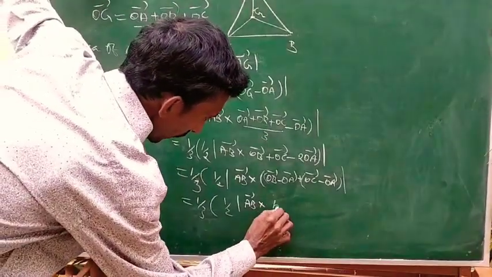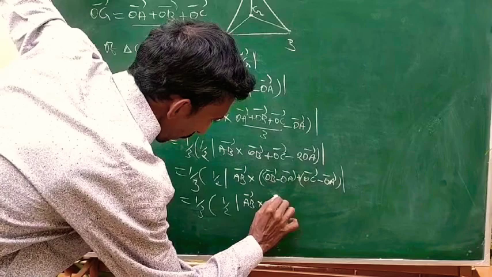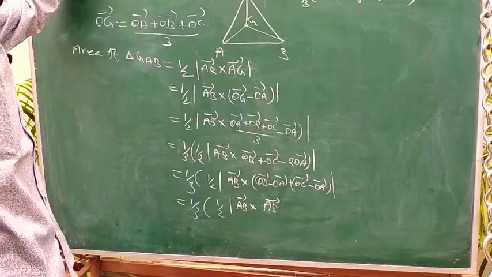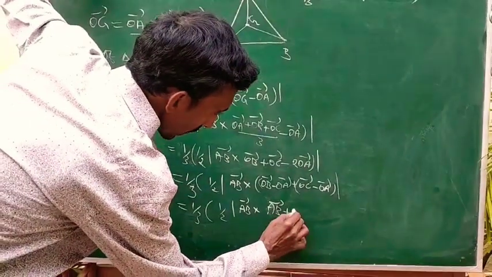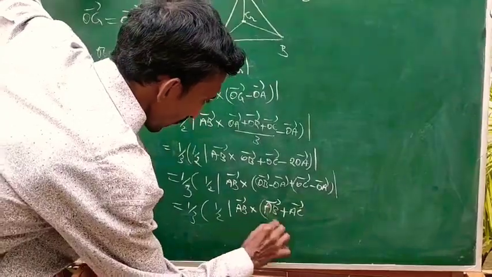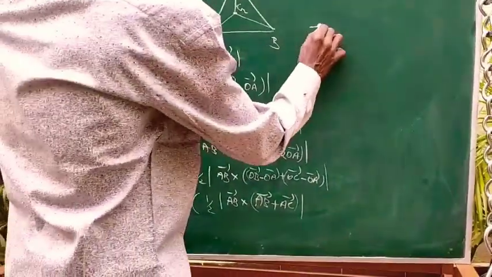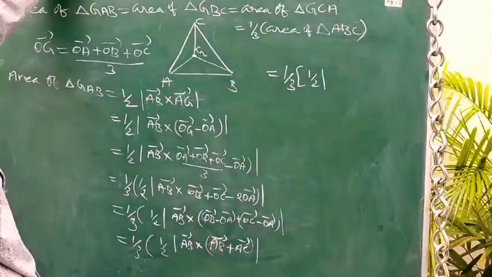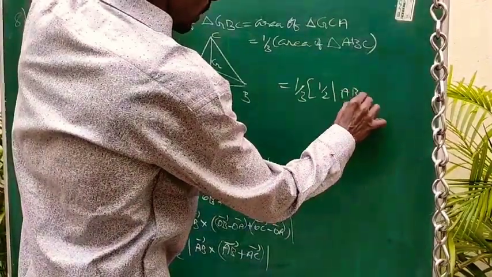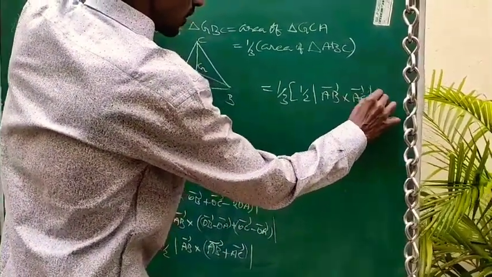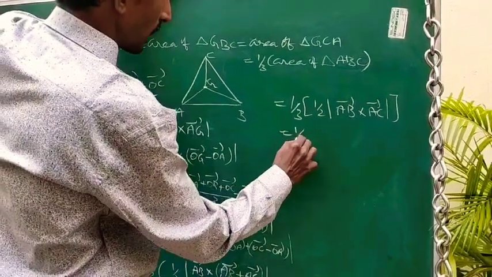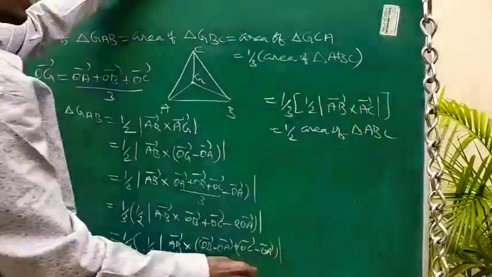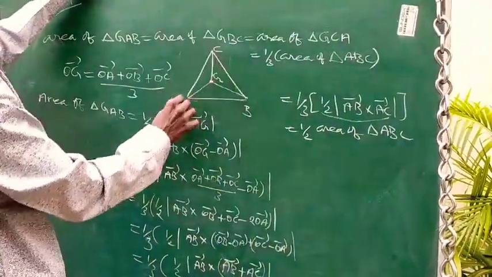So it is AB vector. OB minus OA is AB vector, OC minus OA is AC vector. Again it is 1 by 3 into 1 by 2 magnitude of AB cross, AB cross AB is 0. We are getting AB cross AC. So 1 by 3 into area of triangle ABC. So it is nothing but area of the triangle ABC.